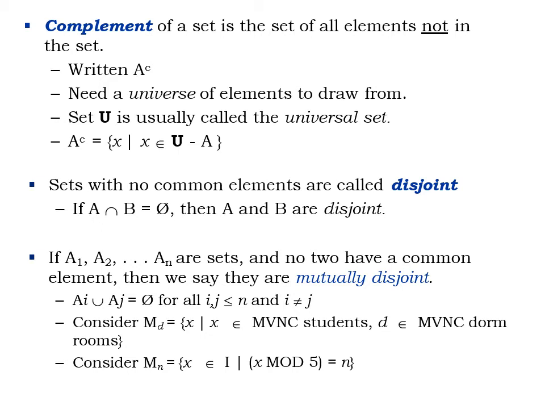Sets with no common elements are called disjoint sets. Their intersection is null, so A and B are disjoint. If A1, A2, up to An are sets, and no two have common elements, then we say that they are mutually disjoint.